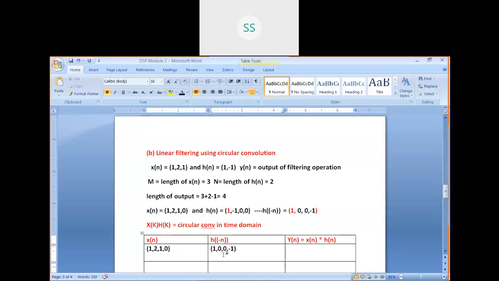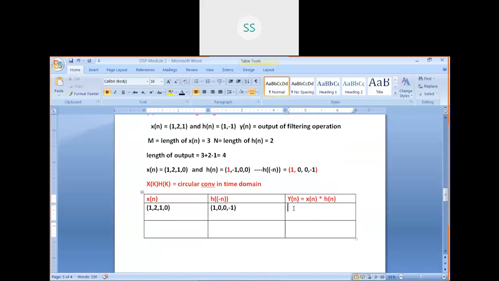That will become the first sequence here. Now you just multiply, sample by sample. What will be the first one? 1 into 1. Then the remaining 2 samples will be 0, so the last one will also be 0. So y of 0, how much? 1. So the first one you are going to get is 1 into 1, it is 1.